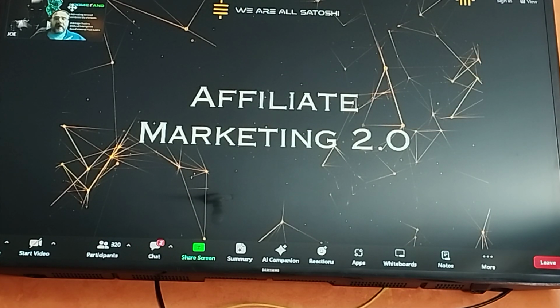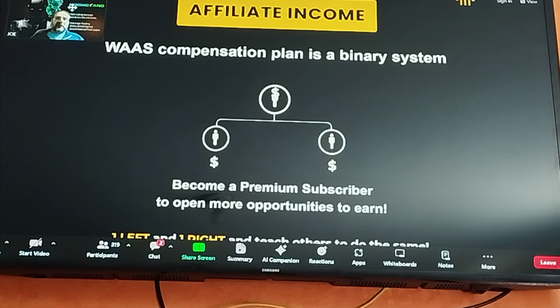This is the affiliate marketing 2.0. And the We're All Satoshi compensation plan is a binary system. When you join, you are considered a basic subscriber. When you bring one person to the left and one person to the right, you are considered a premium subscriber. And this gives you access to the affiliate rewards compensation plan.